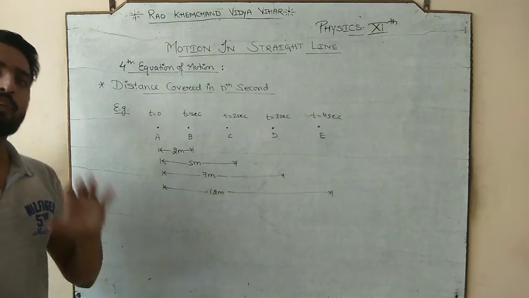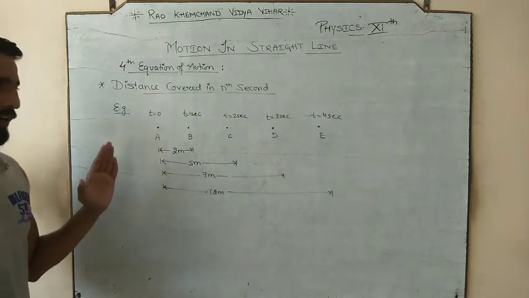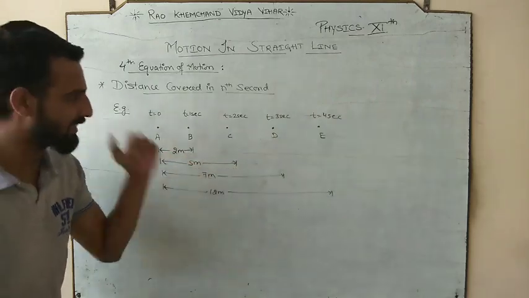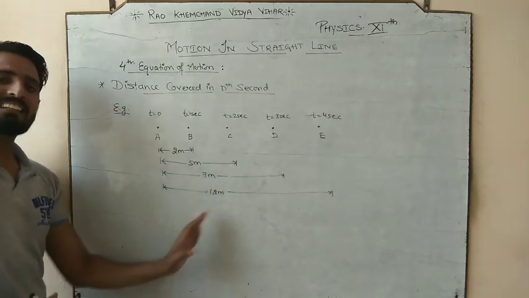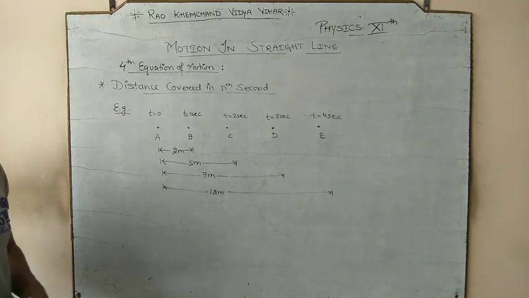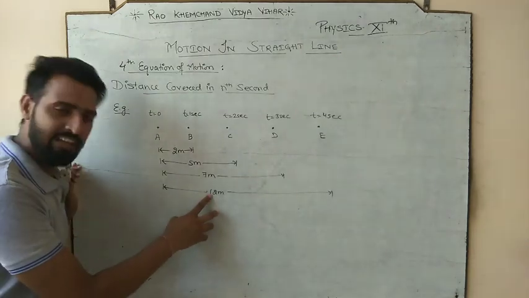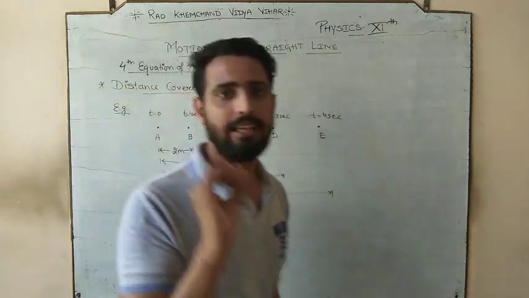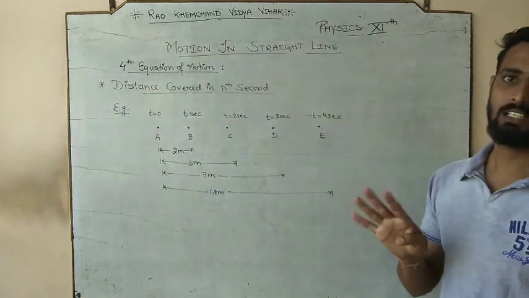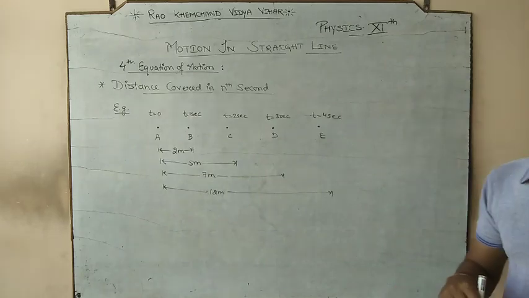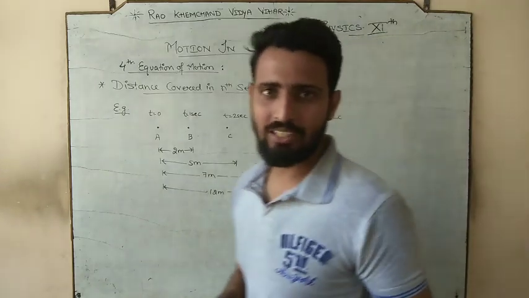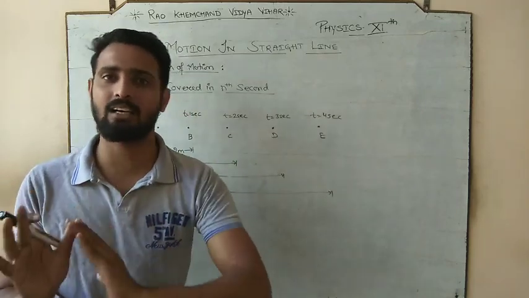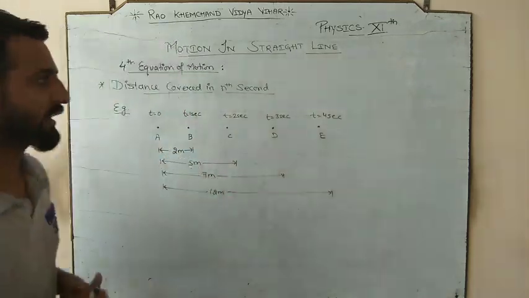Now I am asking you a simple question. This body starts from A to B, B to C, C to D and D to E, with respective time intervals and respective distances. Distance covered in 4 seconds is 12 meter. Now I am asking you, distance covered in the 4th second. In Hindi, what is the distance covered in the 4th second? चौथे second में कितना distance covered किया? So what is the distance covered in the 4th second?